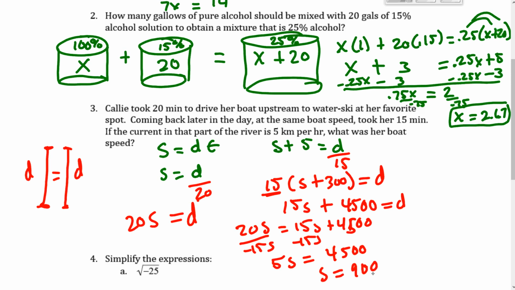So that's 900 minutes, right? Her speed is 900 kilometers per minute. So if we divide that by 60, so 900 divided by 60, we get 15. So her speed equals 15 kilometers per hour instead of per minute.